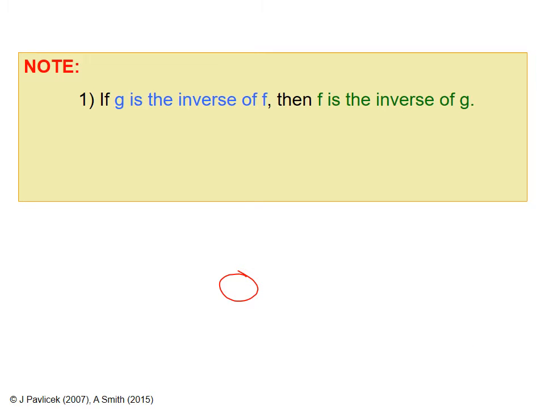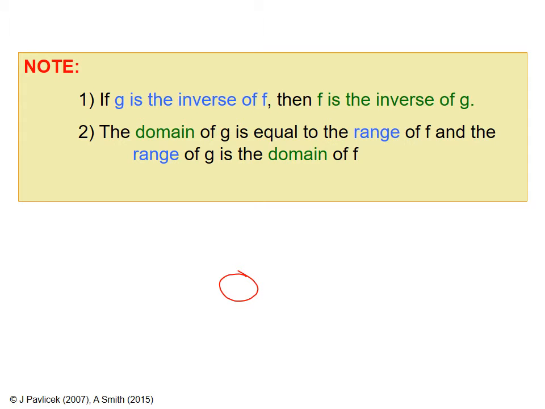Okay, so a few little algebra notes. If g is the inverse of f, then f is the inverse of g. Okay, so it's just like division is the inverse of multiplication, and vice versa. So the domain of one will then become the range of the other, and then the range of g would then become the domain of f. And not every function has an inverse function. Okay, that's very important.